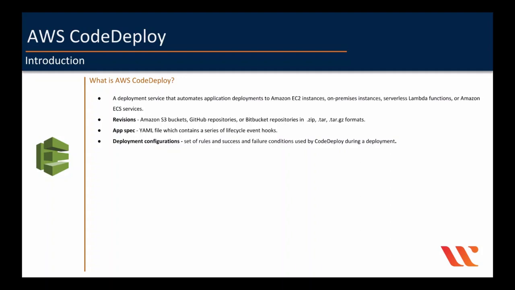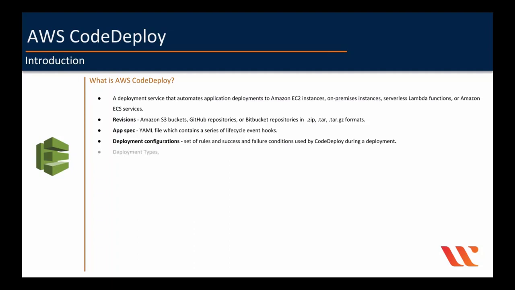CodeDeploy comes with certain default deployment configurations. They're basically a set of rules and success and failure conditions used by CodeDeploy during a deployment. They define how the deployment is performed. For example, you can deploy the code to all instances in a fleet at once, or you can choose to deploy one at a time.